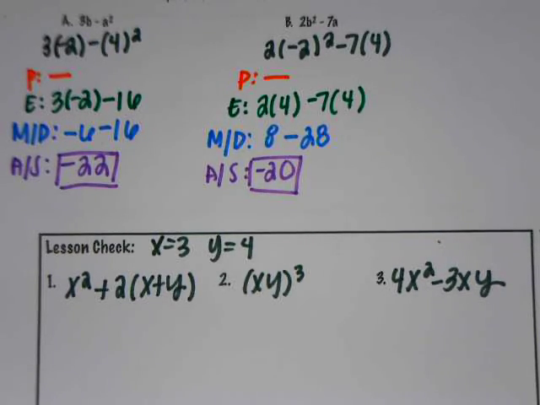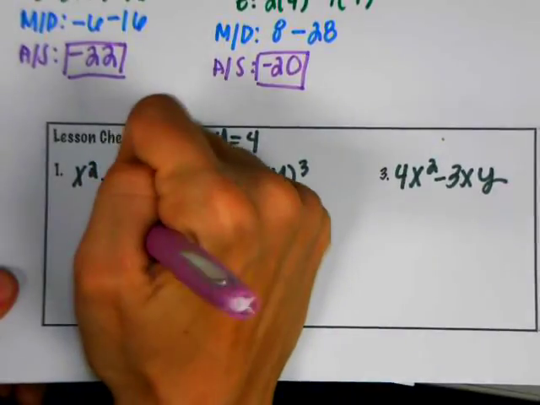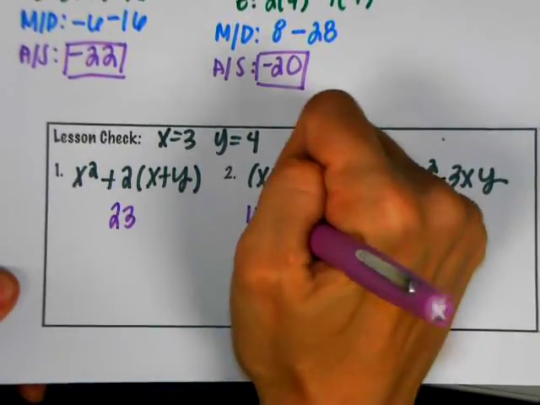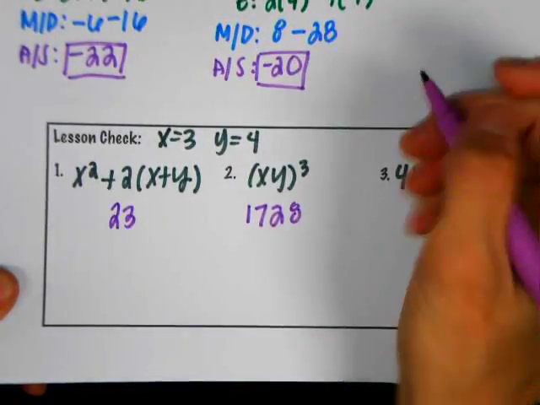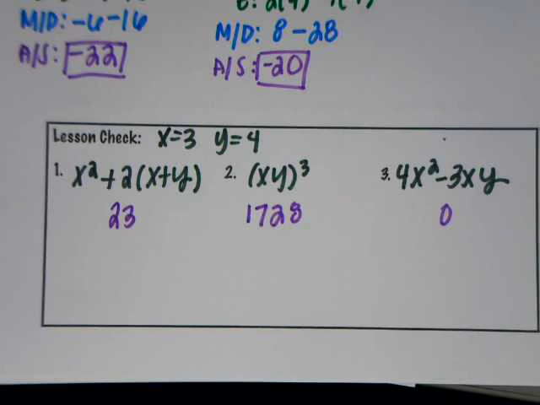Alright guys, I'm going to put the answers up just so you have them. The first one, you should get 23 and 1,728 and then 0. I can look at yours if you want.